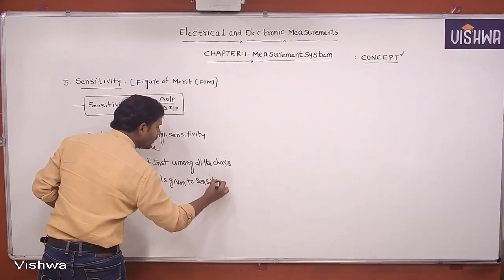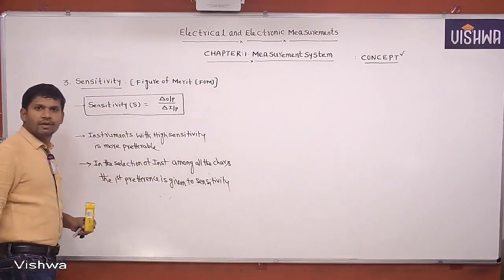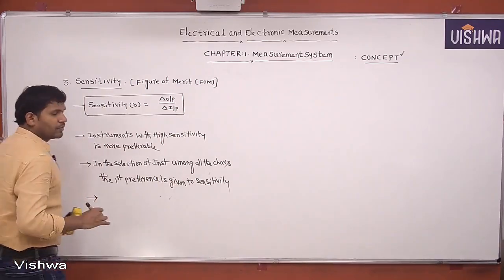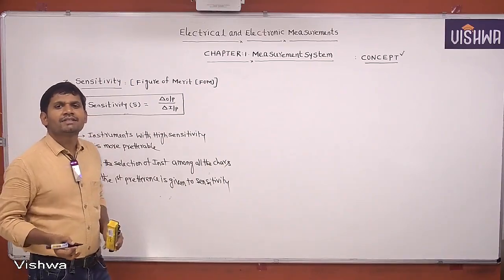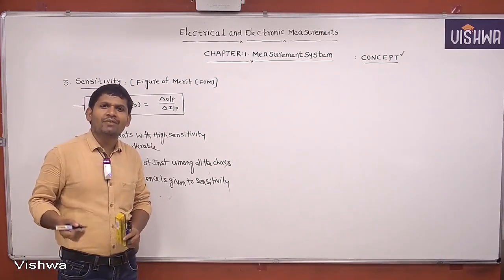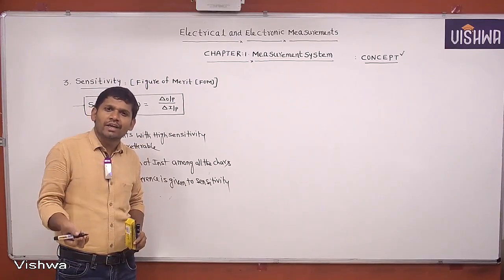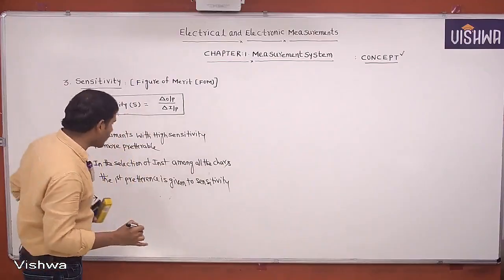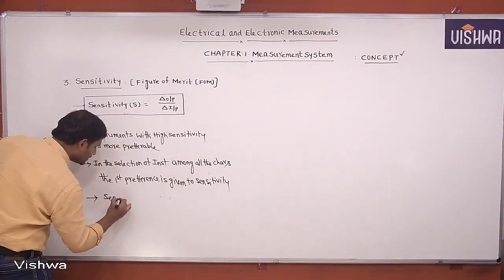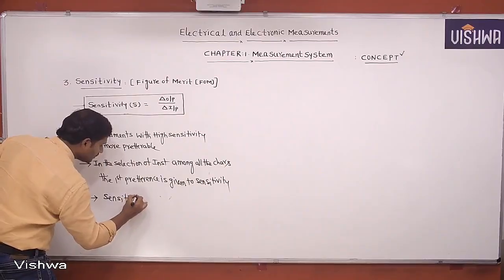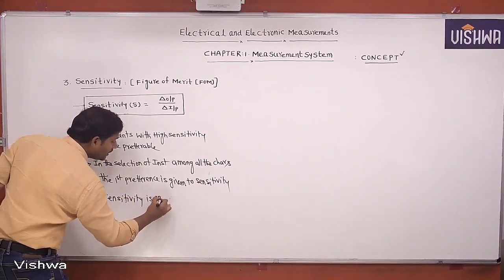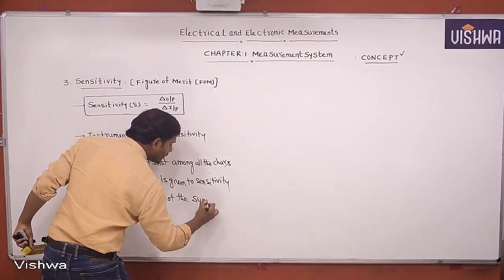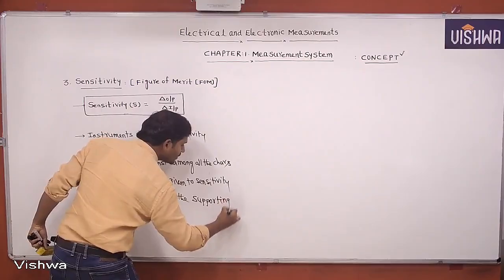This point also you remember. One more point to remember: high sensitivity indicates high accuracy. If any instrument has high sensitivity, that indicates high accuracy. That's why sensitivity is also one of the supporting characteristics of accuracy.